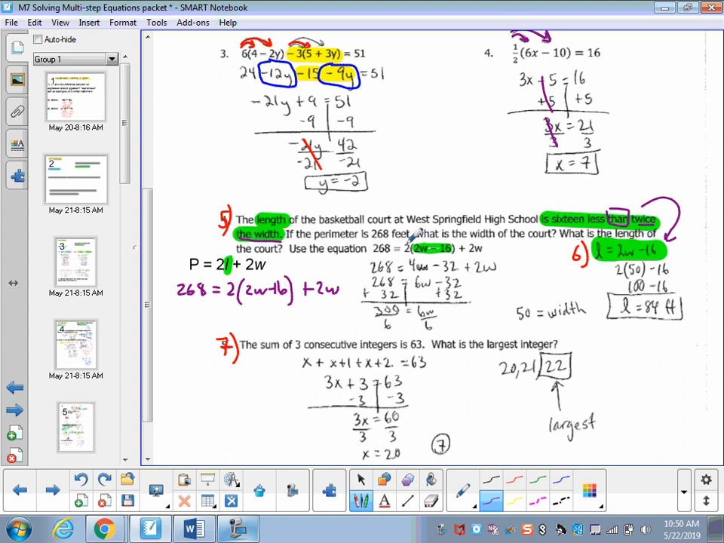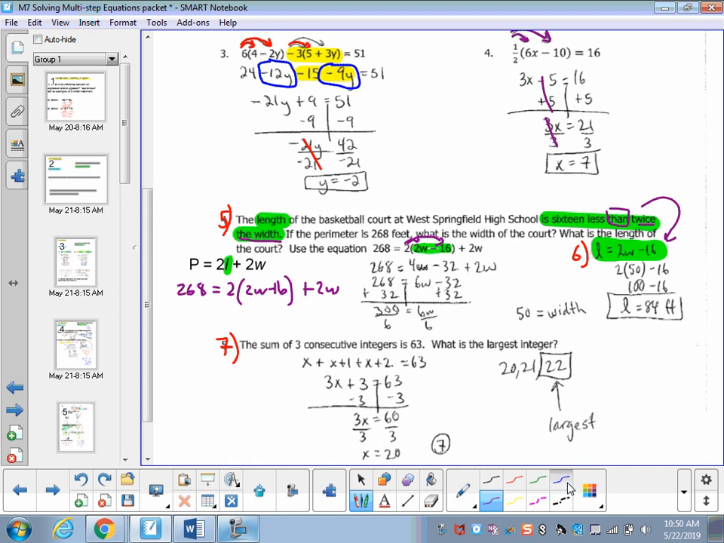And now we need to distribute right here to solve. 2 times 2w is where I got my 4w. And 2 times negative 16 is where I got this negative 32. And all I'm doing is bringing down the 268 and the plus 2w after that.